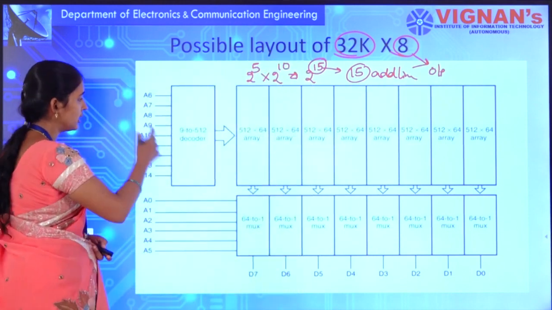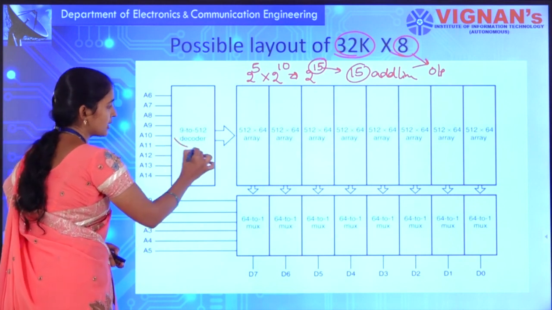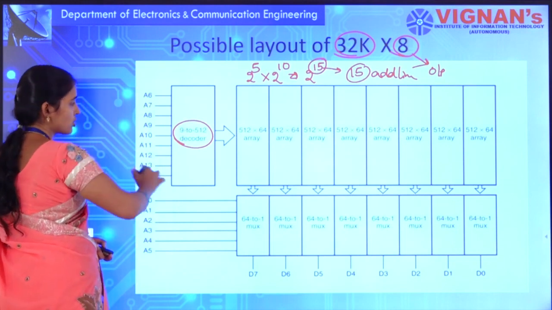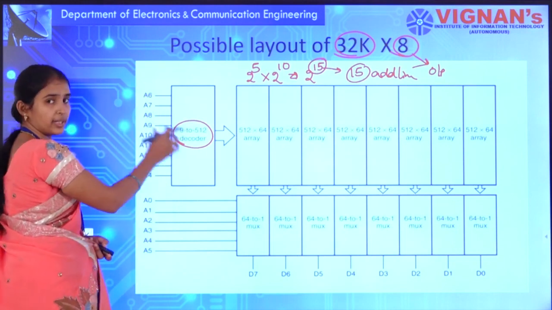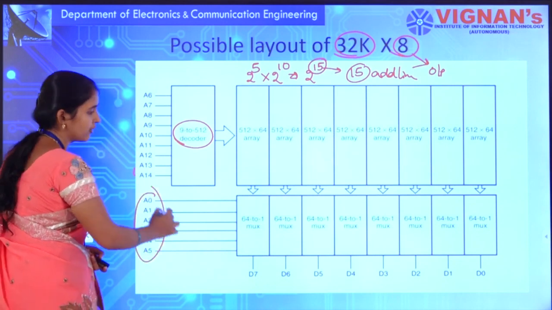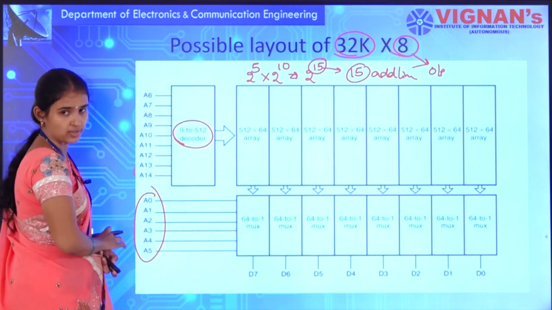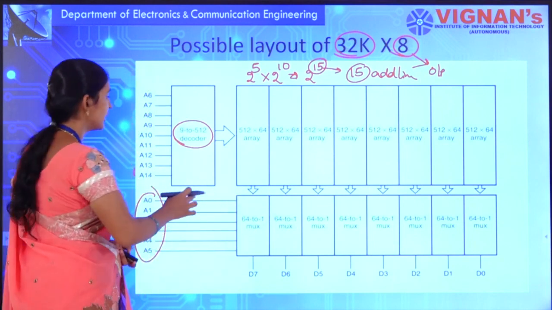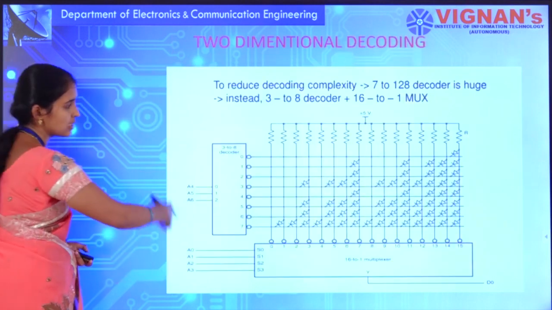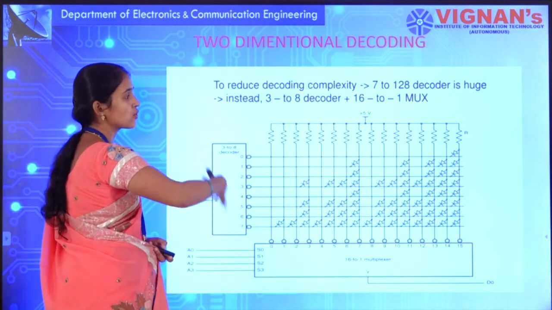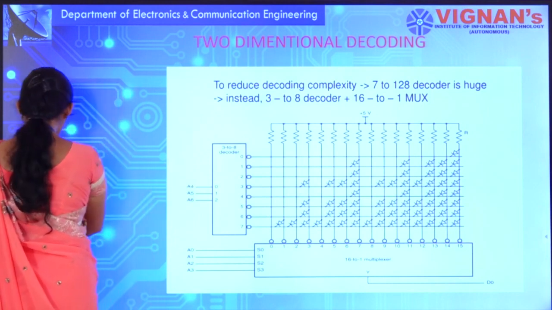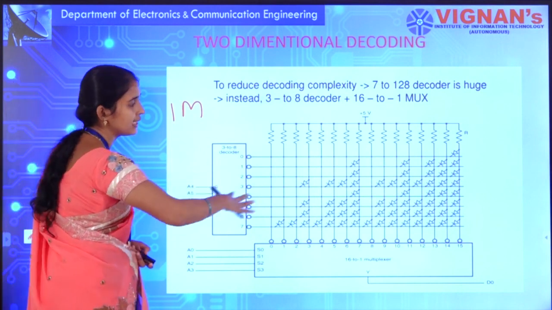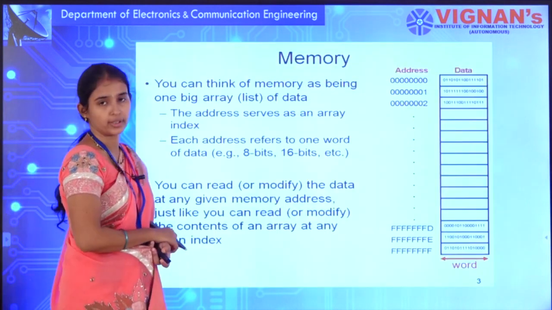As it is 15, here it is like a 9 by 512 decoder. That means it is taking 9 inputs, the higher order bits, all the 9 inputs for a decoder, as well as lower order bits are given as a selection line to the multiplexer. Based on the selection line, one of these will be providing 1. So previously we have seen this is one array. Suppose we want to design 1 megabyte, we will be using these arrays.